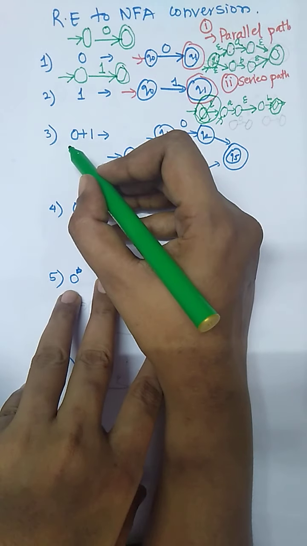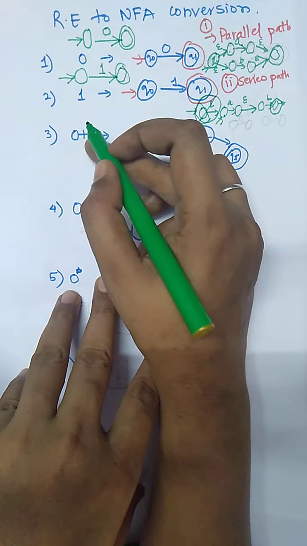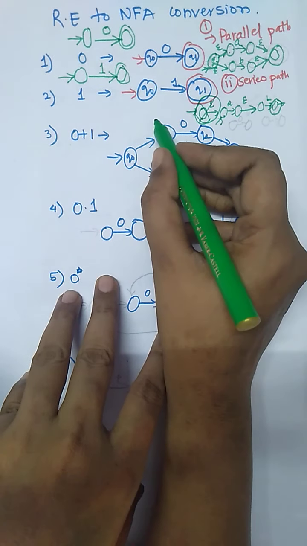Now the same thing for 0 and 1. 0 or 1. So for that first of all we will draw 0.